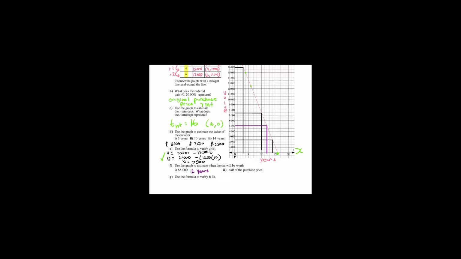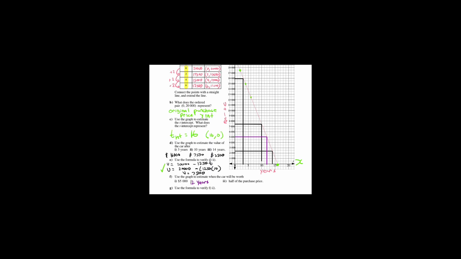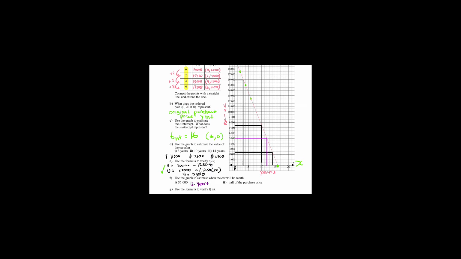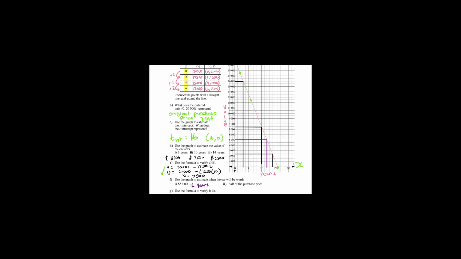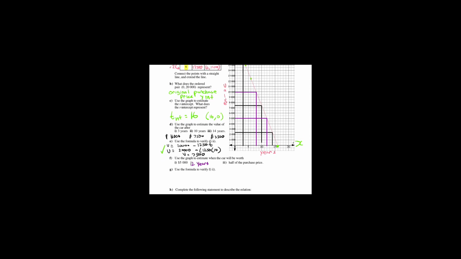And half the purchase price. So the original purchase price was 20,000, so half the purchase price would be 10,000. So we go from 10,000 over to our line, and then from our line down to the x-axis, and that tells us that it is going to be 8 years.